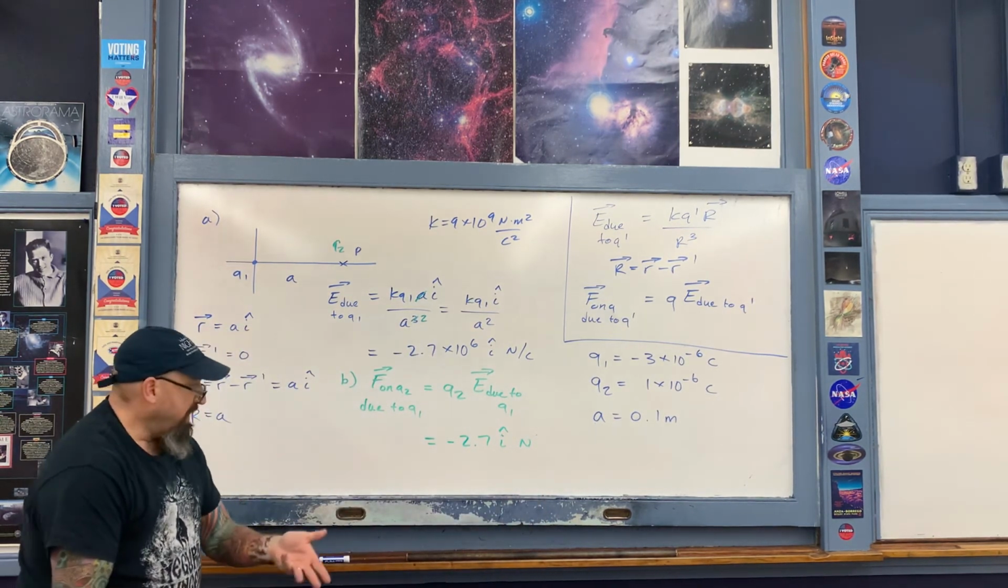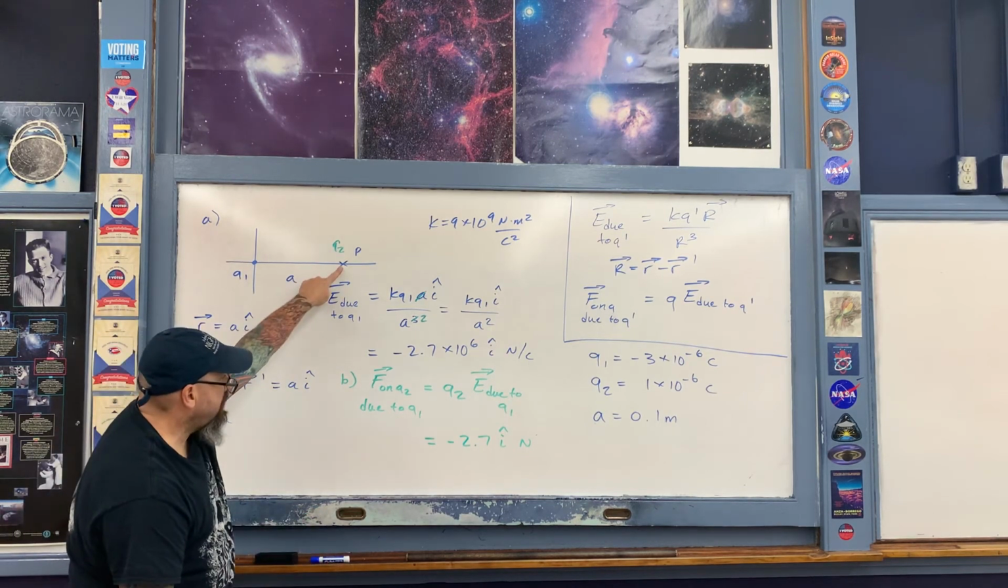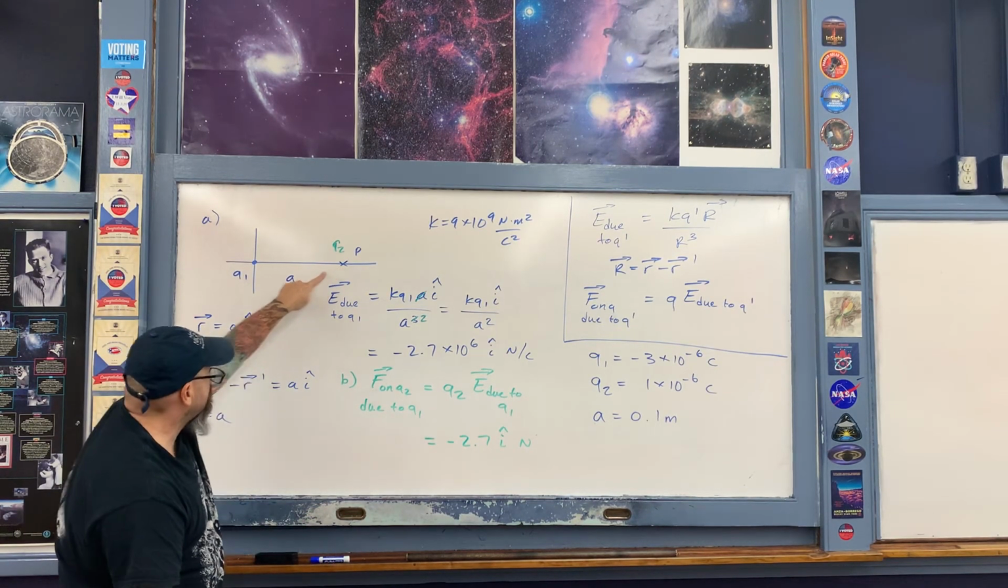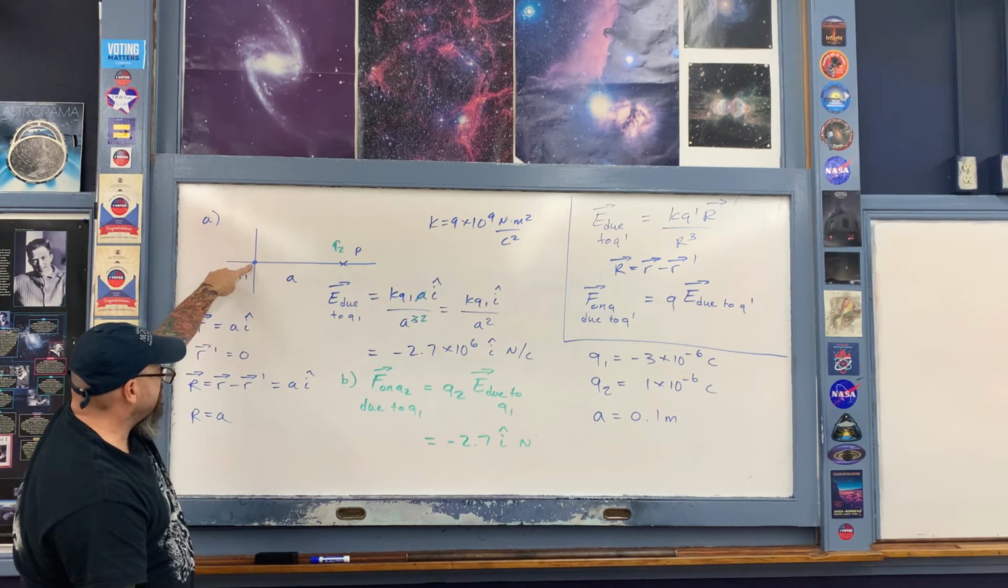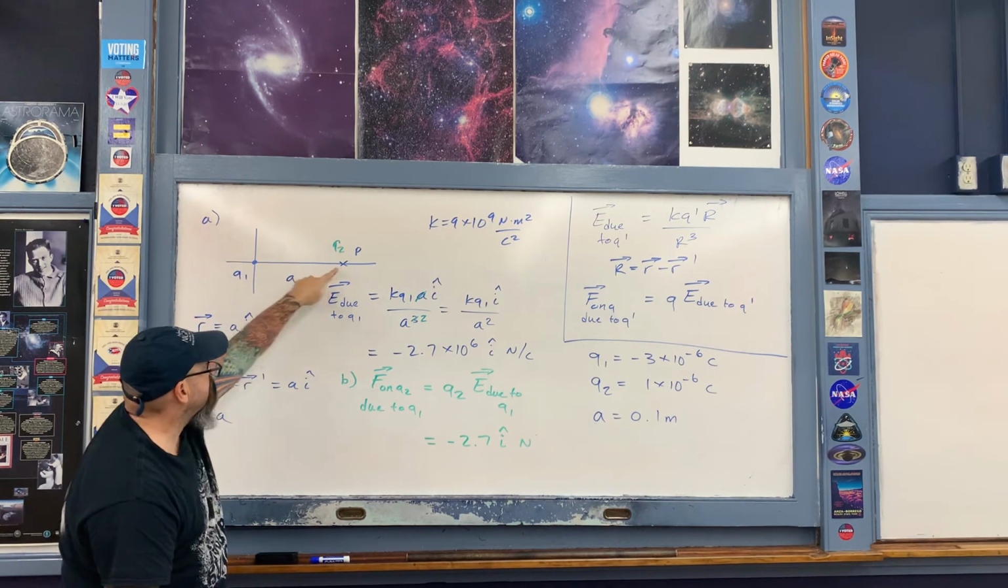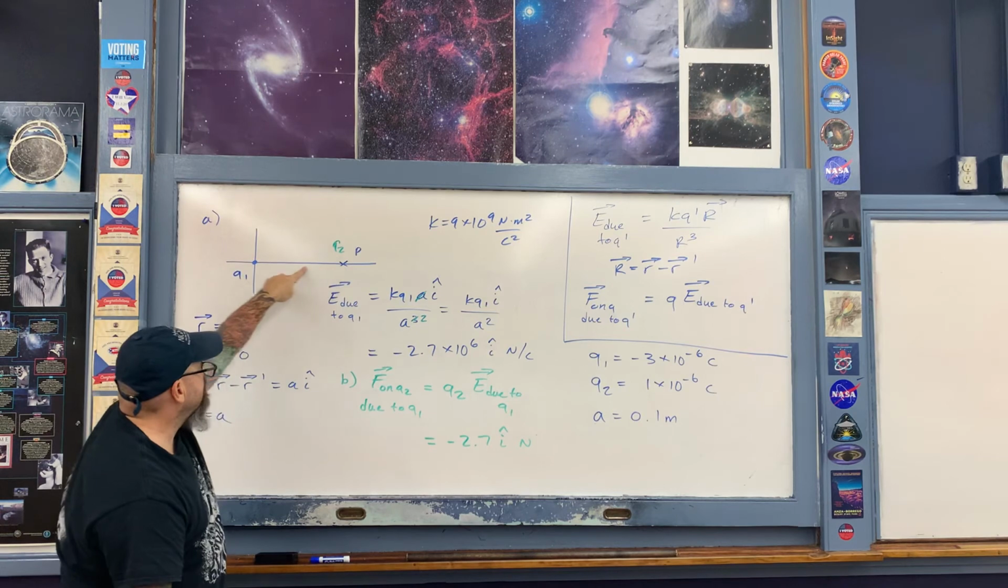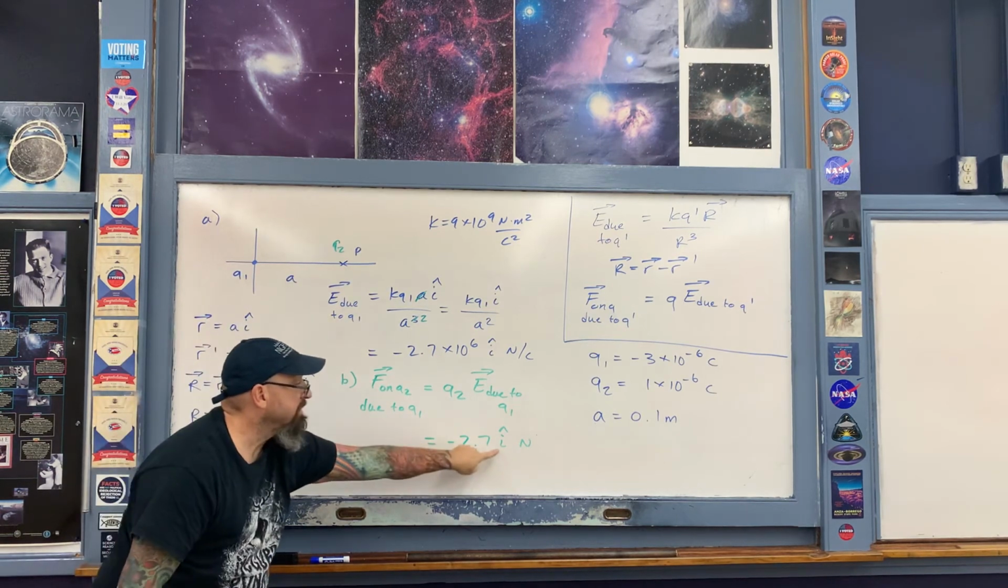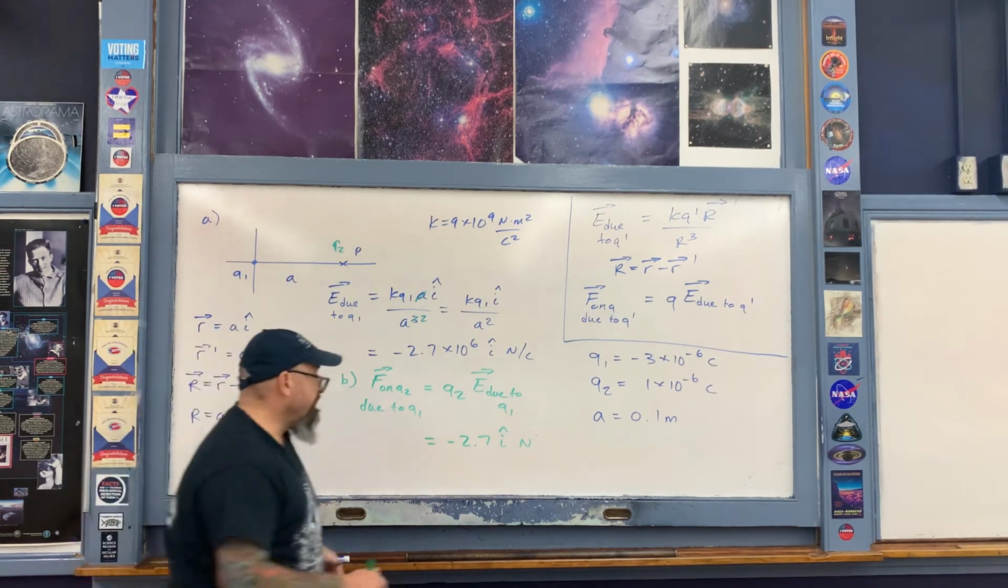So let's see if that makes sense. If we put Q2 here and Q2 is positively charged, and Q1 here and it's negatively charged, the force exerted on this charge due to this should be in the negative I hat direction. And it is.